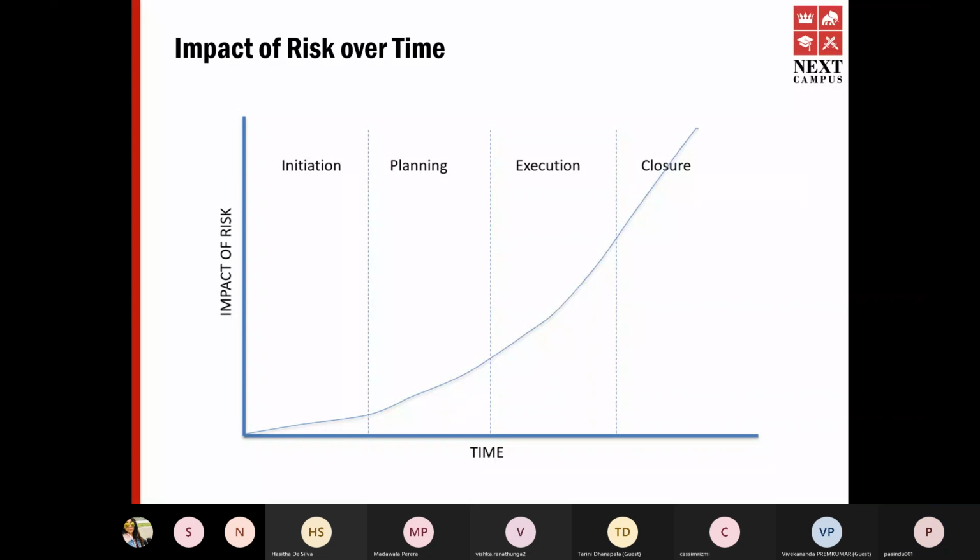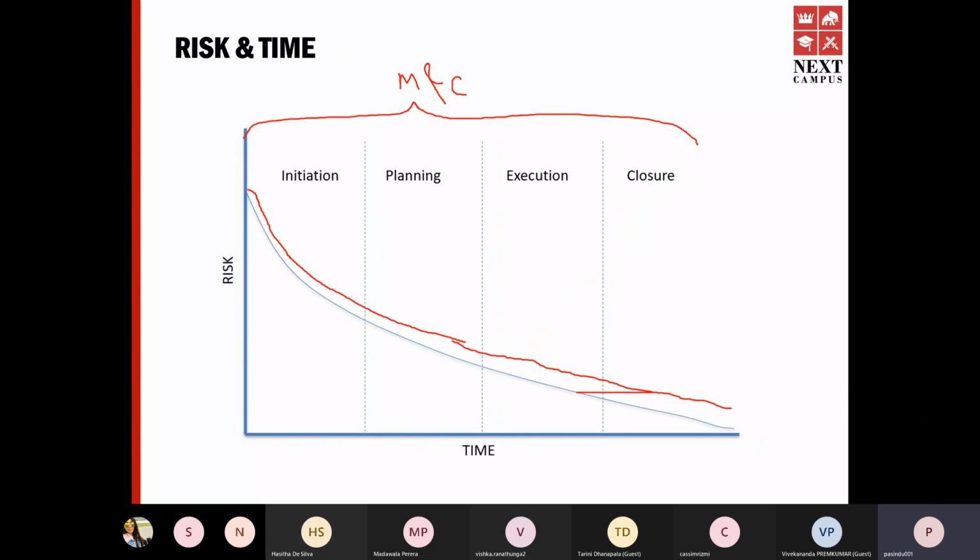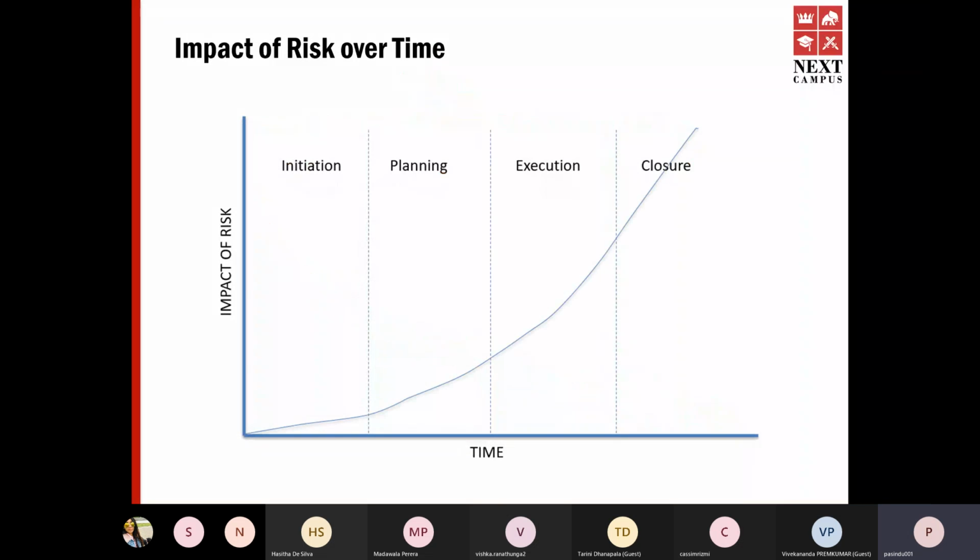Now, this shows the impact of the risk with regard to time, right? What if a risk materializes? The earlier graph is different. It shows the risks to the project. This shows the impact of the risk. Okay. Impact of the risk is lowest at the beginning. Why is that?